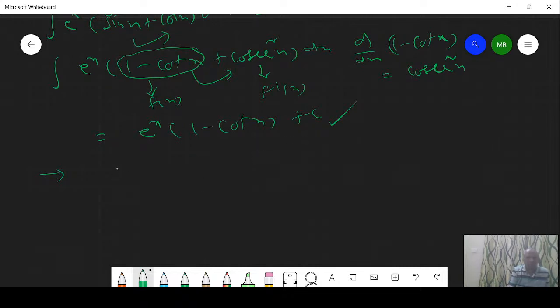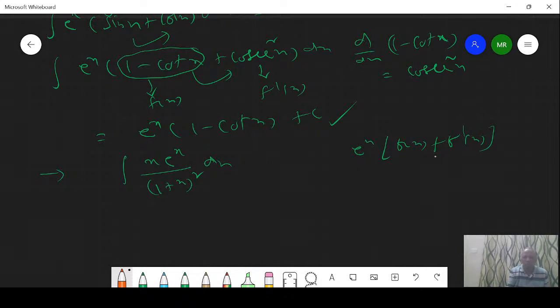They can also ask integral of x into e power x by 1 plus x whole square dx. When they are asking this problem, x into e power x by 1 plus x whole square dx, they are using the same concept. You see how they write this problem. This is the most important one. Whenever e power x is there, try to express it as e power x into f of x plus f dash of x combination. You should work it out.